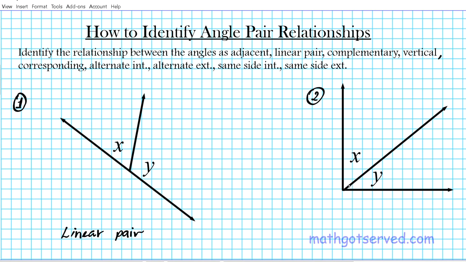Okay, so let's take a look at number 2. There's a little detail here. Let's put a box. What's the angular relationship between angle X and angle Y? This box just means that this angle measures 90 degrees. So if these two angles measure 90 degrees, what can we classify them as? These are complementary angles.